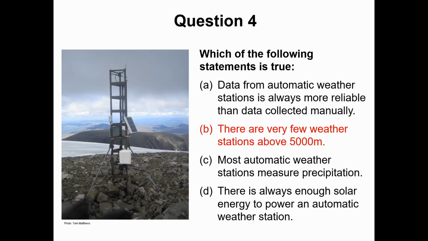Worldwide, there are very, very few weather stations above 5,000 meters. And yet, this is the parts of the world where some of the most rapid and dramatic climate change impacts are taking place in terms of melting of snow and ice and impacts on glaciers. And so we have this paradox of some of the most rapid environmental changes occurring in places where we have the least information. There's a genuine data scarcity in these places.